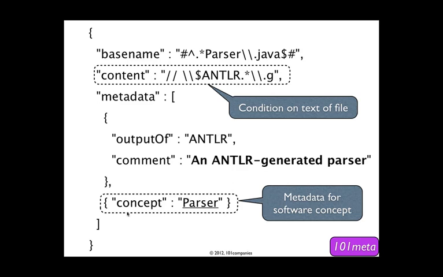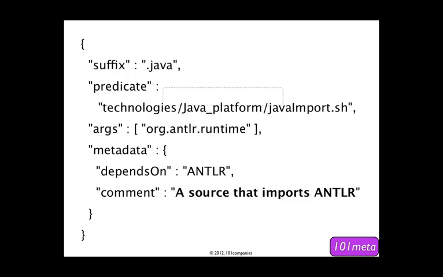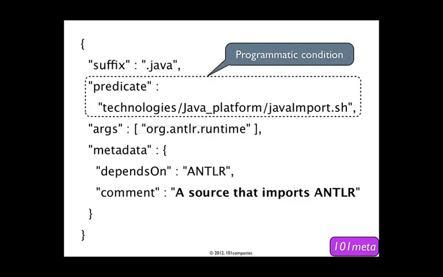We can assign multiple metadata units, of course, to a file, even within the same rule. So here you see we also assign some metadata units saying this Java file also should be associated with the general software concept of parser. Okay? Now, here we have another rule.